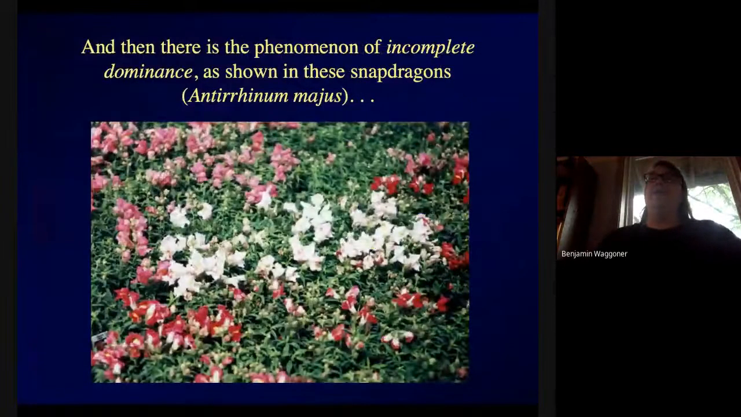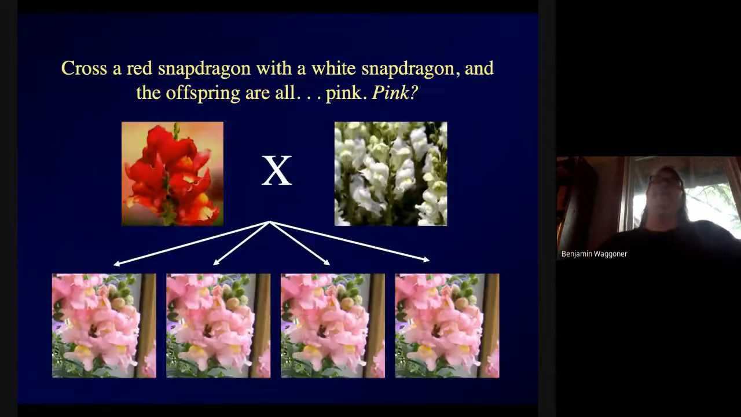There's another phenomenon called incomplete dominance, and I'll first show it to you in some flowers, not peas, but snapdragons in this case. And it turns out that if you cross a red snapdragon with a white snapdragon, the offspring are all pink snapdragons. That seems like it violates what we covered earlier. That seems like it violates the principle of dominance, right? When we crossed a purple flowered pea with a white flowered pea, we didn't get lavender peas or pink peas or anything like that.